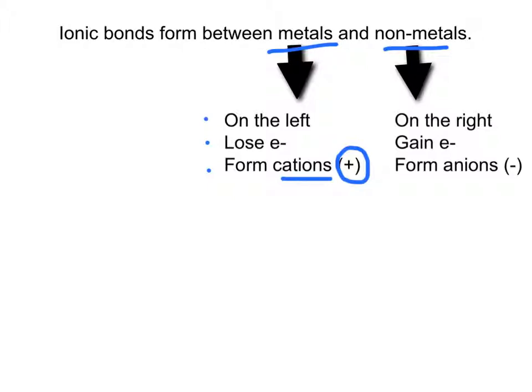And then we have nonmetals. These are on the right side of the periodic table. These are all of our elements that have more than 4 valence electrons, so they are going to gain electrons. Remember, we are going to gain to get to 8 electrons. And they are going to form anions, or negative ions.